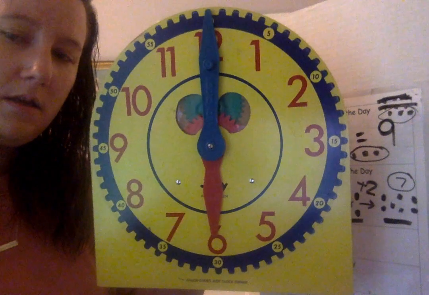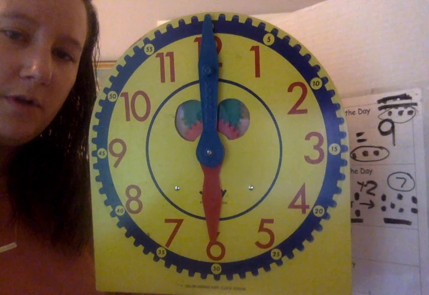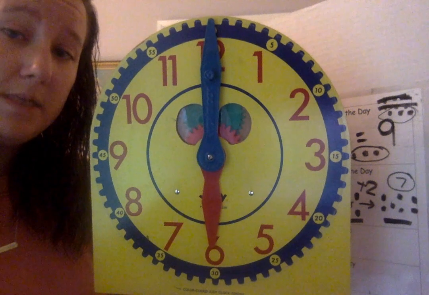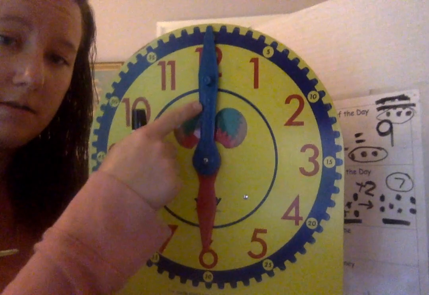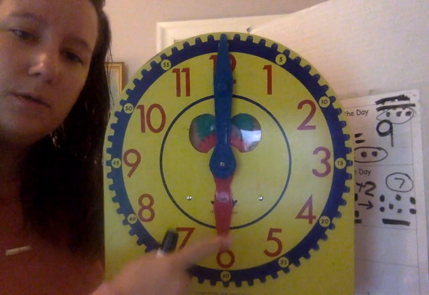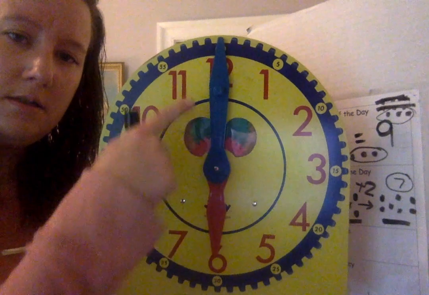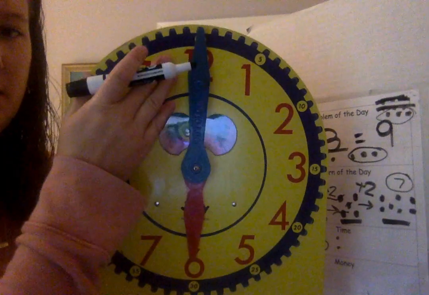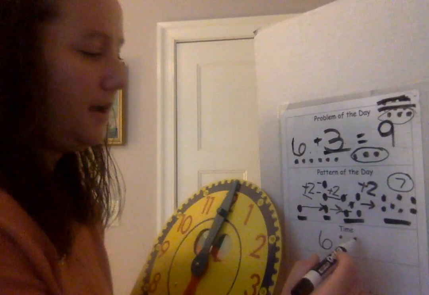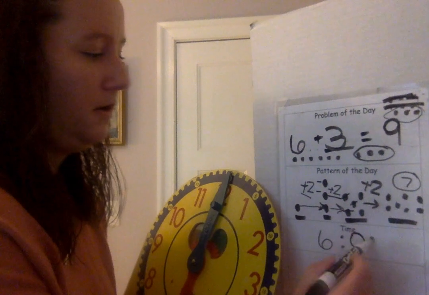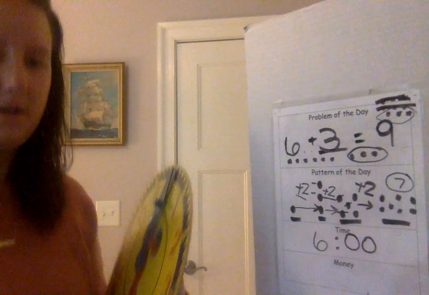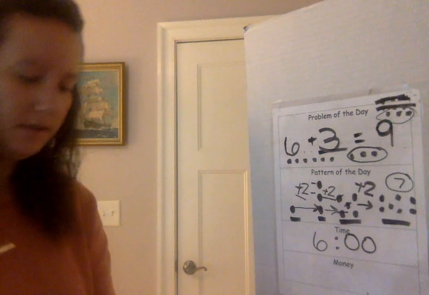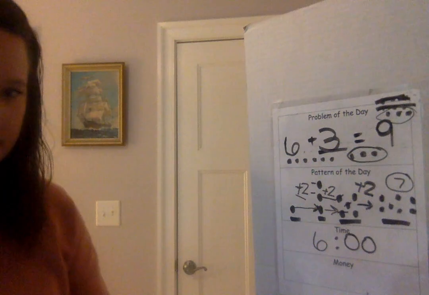When the minute hand is on the 12, who remembers? Do you remember what we say? 6, 12? Or do we say 6 o'clock? So the time on here is 6 o'clock. And to write that, to show o'clock, 2 zeros for the minutes. So the time is 6 o'clock. Good.